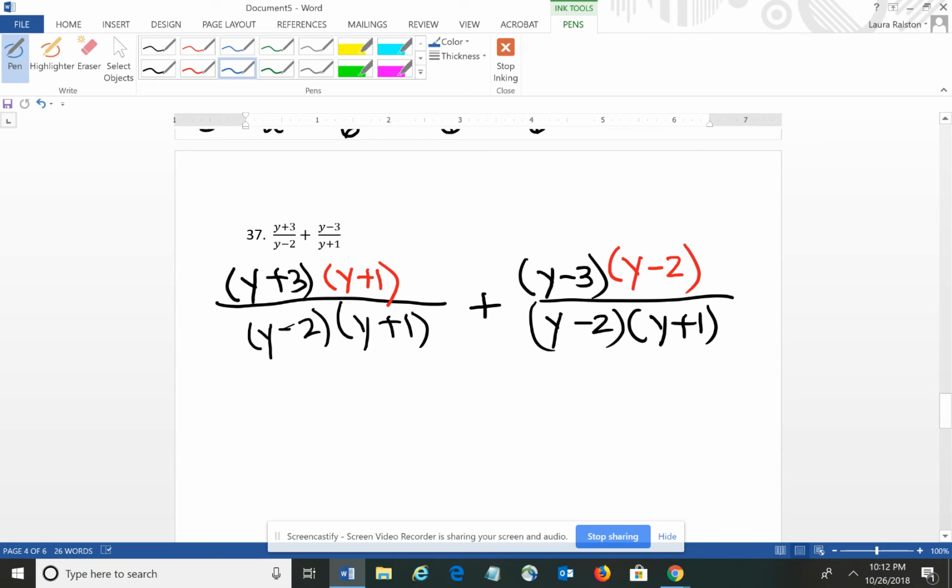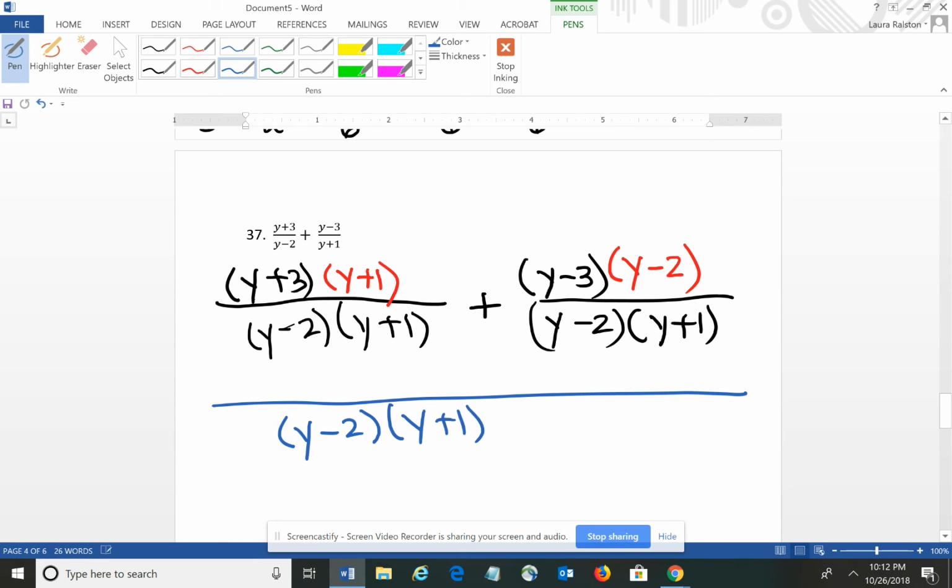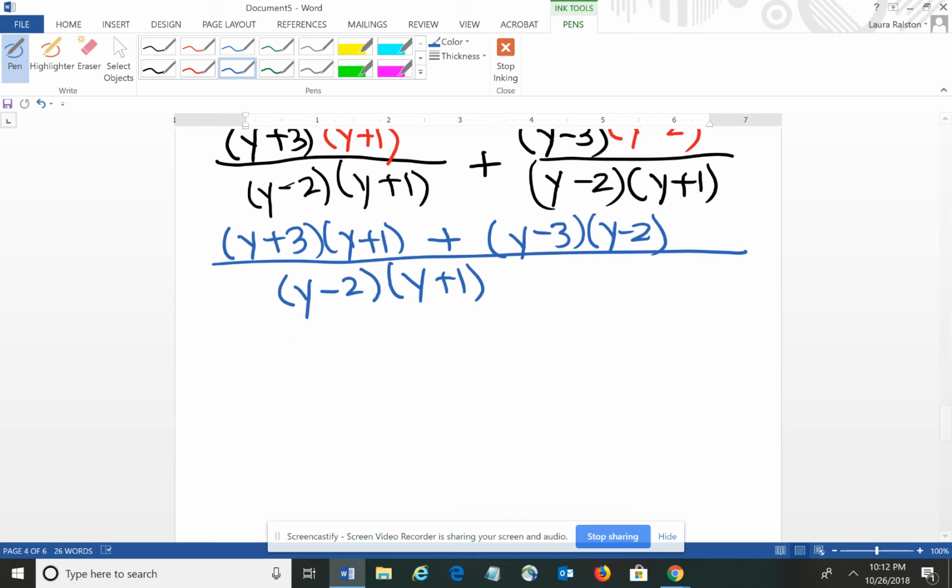So if I put all this over the common denominator, we're going to keep that denominator of y minus 2, y plus 1, and we're going to have y plus 3 times y plus 1 added to y minus 3 times y minus 2. Now, I'm not finished because I need to simplify that as much as possible. The first thing I need to do is multiply those things together in the numerator.